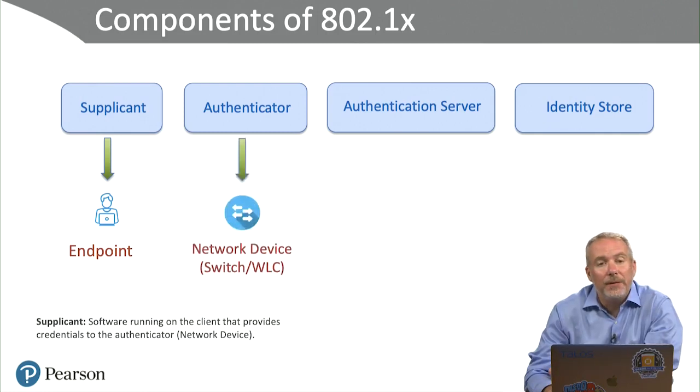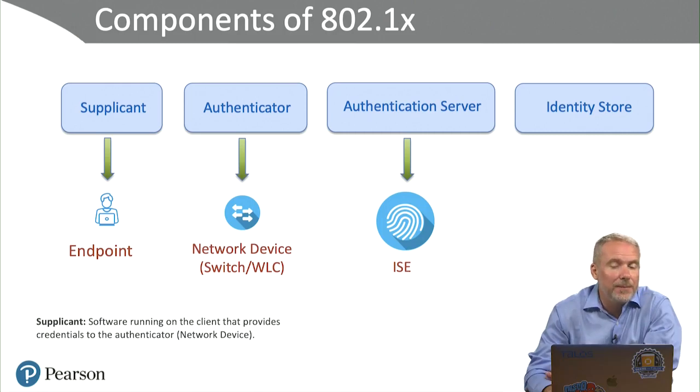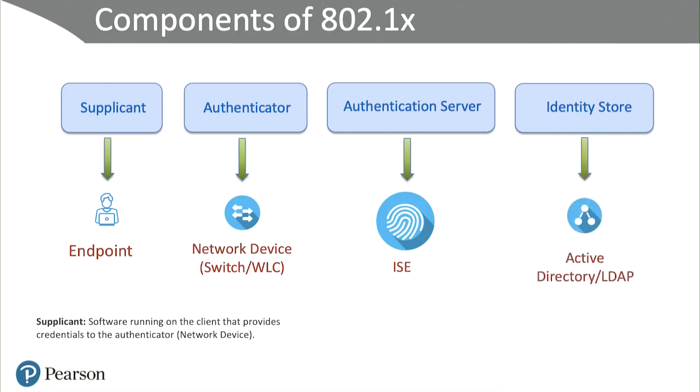The authenticator is the network access device. So this is the switch or the wireless LAN controller or the VPN concentrator that the end user will be connecting to authenticate against. The authentication server is basically the ICE server. And then we have any degree of identity sources, whether it's internal to the ICE or external, being Active Directory, LDAP, or some other provider.